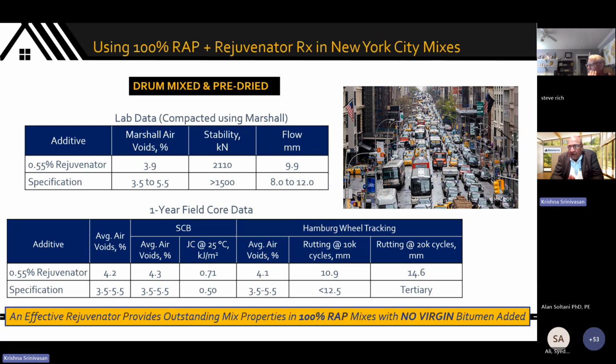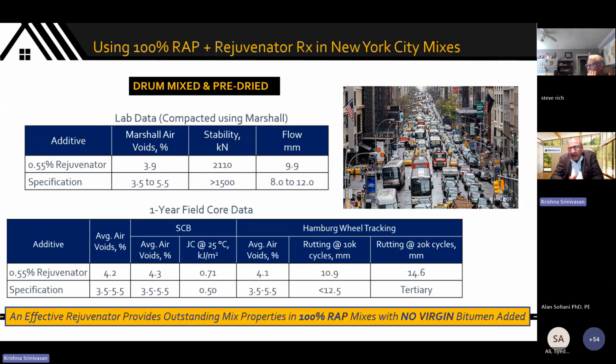When you open up your fist, if the material falls through, your rejuvenator is not effective. Clearly, at least the first test is it should produce a sticky mass that can be laid down and compacted. We certainly achieved that and more. So what did we do? This is a plant manufactured, drum plant manufactured product measured in the lab. New York City uses Marshall stability and Marshall flow, at least at the time. So we clearly met that.